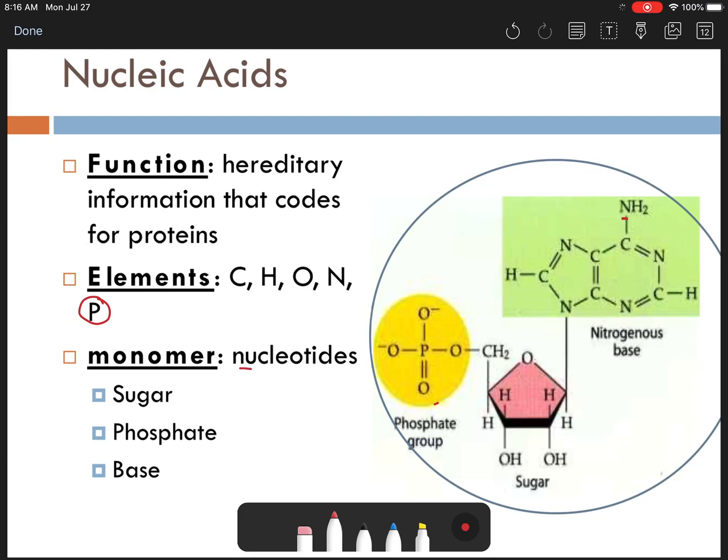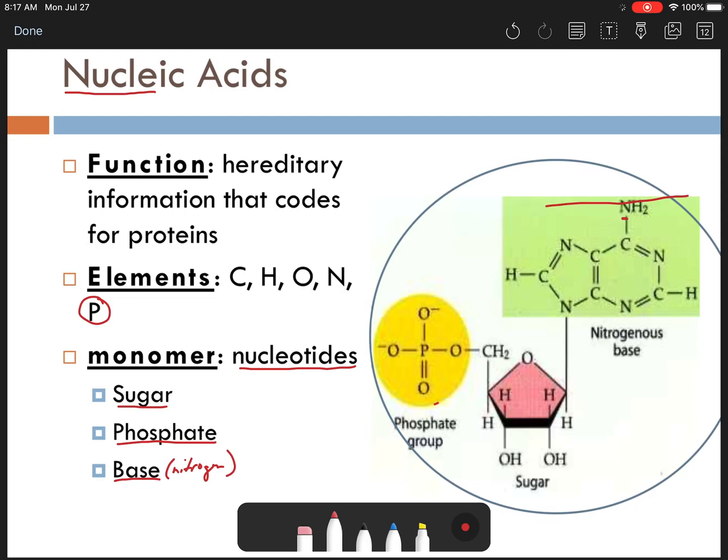Now, the subunit or monomer of a nucleic acid is a nucleotide. If you look at the beginning, nucleic acids, nucleotides, that should always help you match up the monomer for a nucleic acid. There are three main parts of a nucleotide. One part is the sugar, another part is the phosphate group, and another one is the nitrogen base. This is the part that has the nitrogen in it.